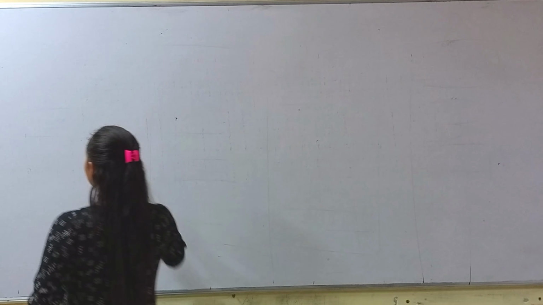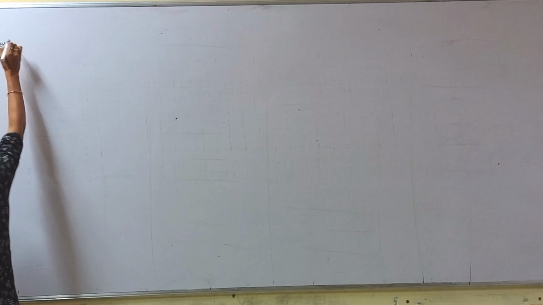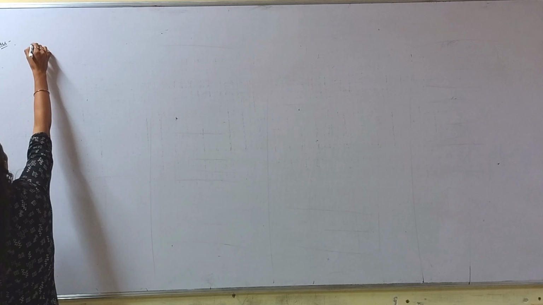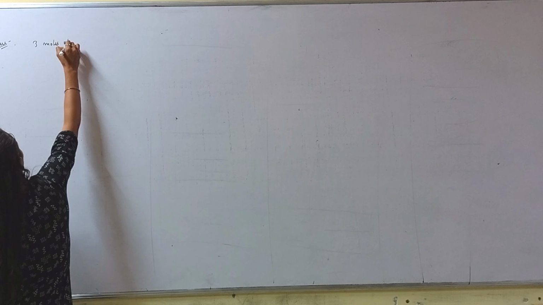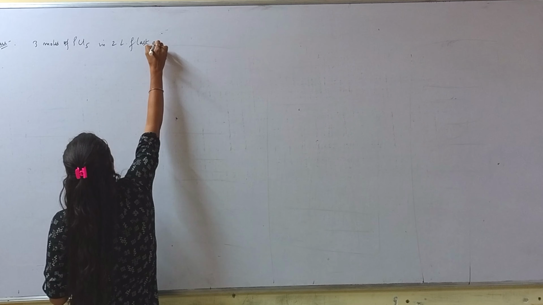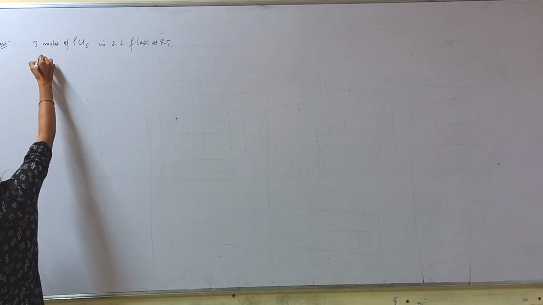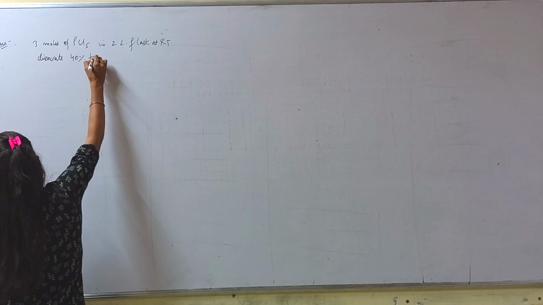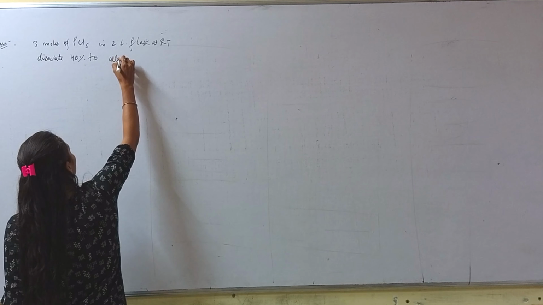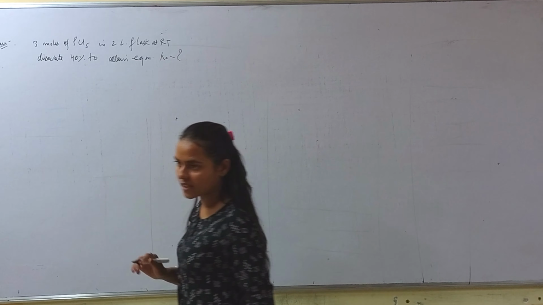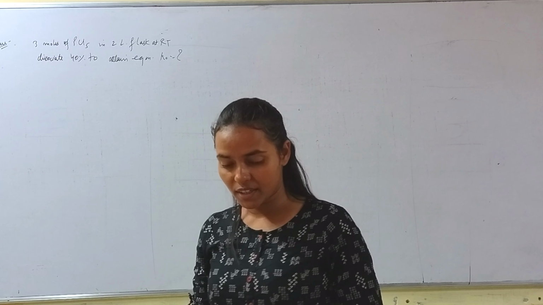Okay, so starting with some questions. I'm not writing the complete question, but the important things. They are giving that there are 3 moles of PCl5 in a 2 liter flask at room temperature, which dissociates 40% to attain equilibrium. They want you to calculate Kc.